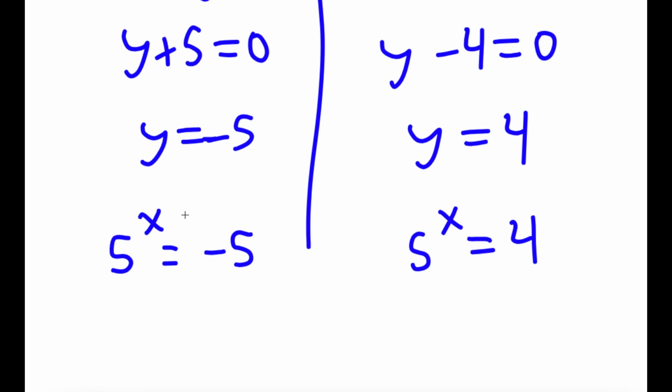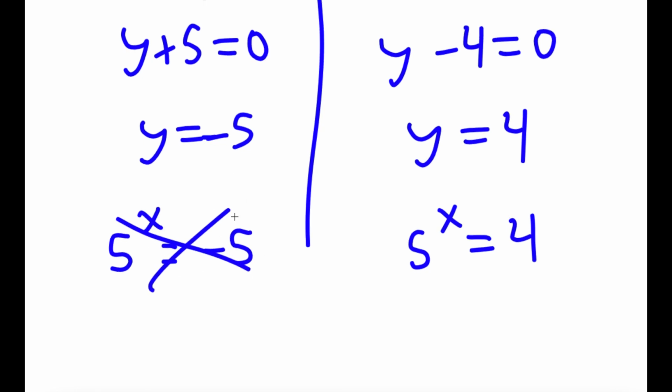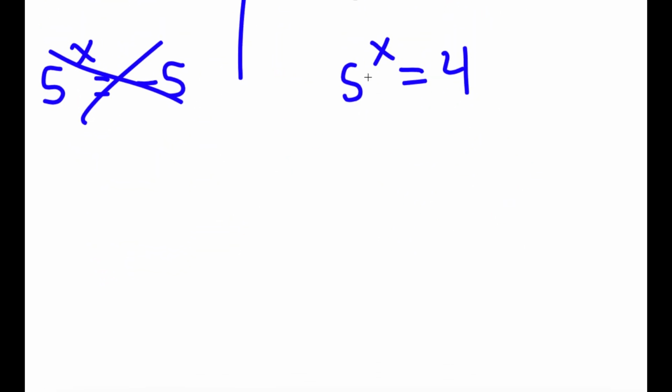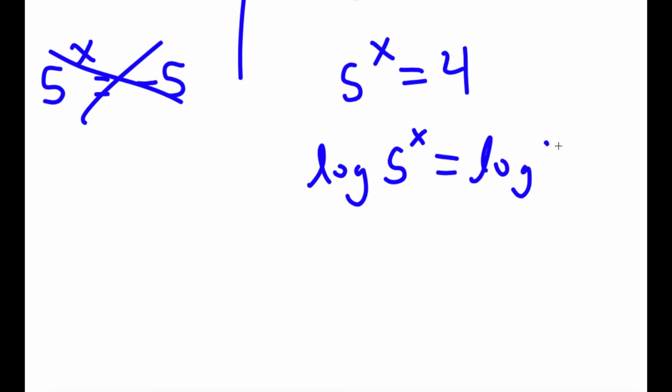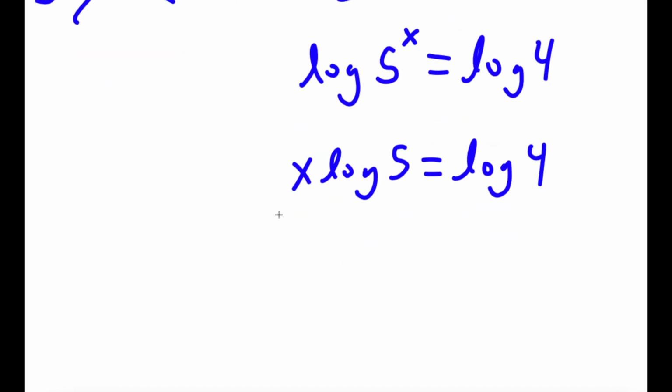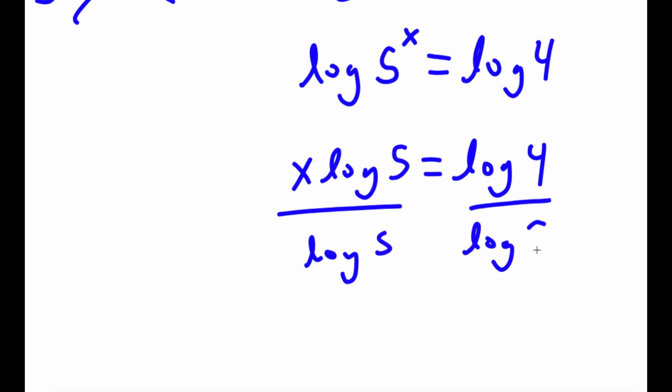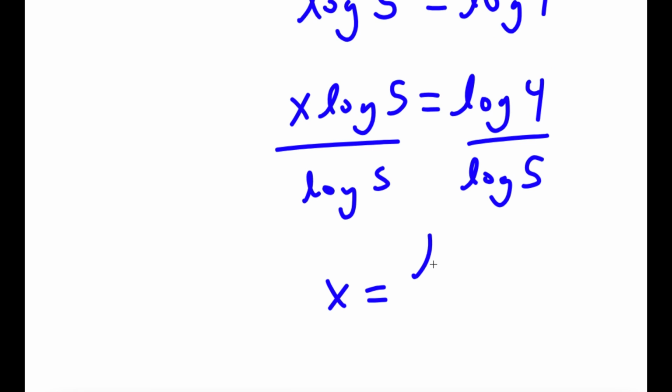So first off, 5 to the power of x equals negative 5. Well, I can't take the power of a positive number and make it a negative number. So this equation is wrong. So now this leaves me with 5 to the power of x equals 4. So to solve this, I'm going to first take the log on both sides. So I have log 5 to the power of x is equal to log 4. This is the same thing as x times log 5 is equal to log 4. And if I divide both sides by log 5, I get x is equal to log 4 over log 5.